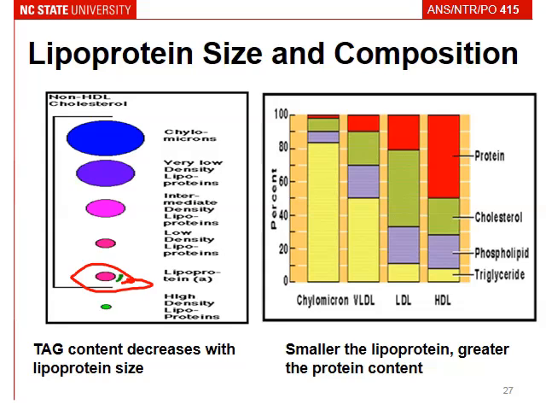You can see here by the classification how the amount of triglycerides and protein varies. Our chylomicron has the most triglycerides and the least protein, while our VLDL is mainly triglycerides, but we have much more phospholipid and cholesterol and a little more protein. And our HDL has the greatest amount of protein, then equal amounts of cholesterol and phospholipids, and the smallest amount of triglycerides. So the smaller the lipoprotein, the greater the protein content.